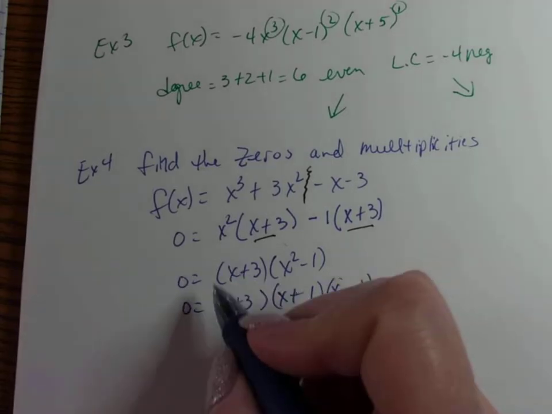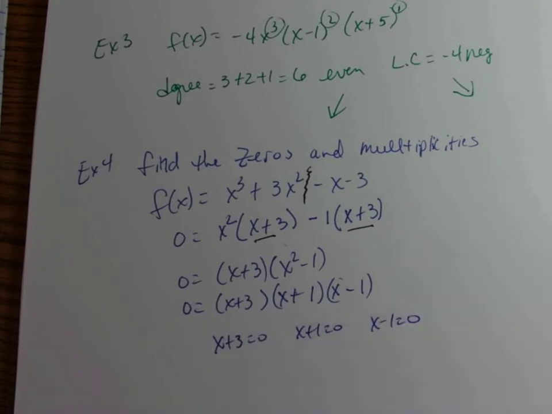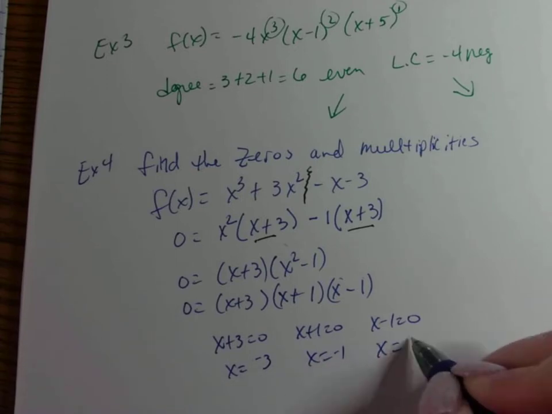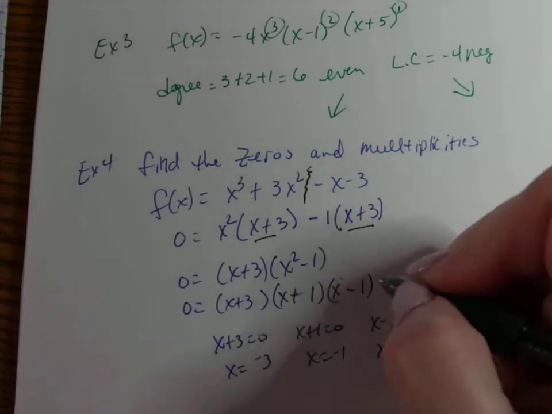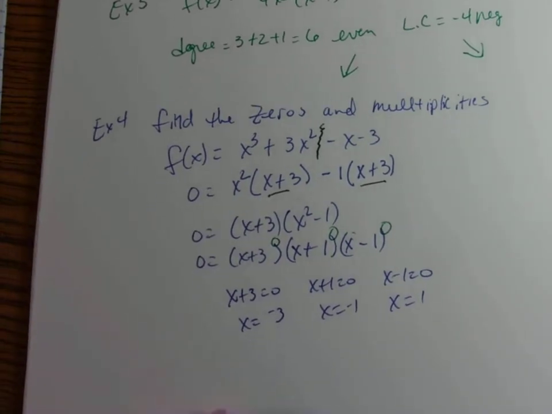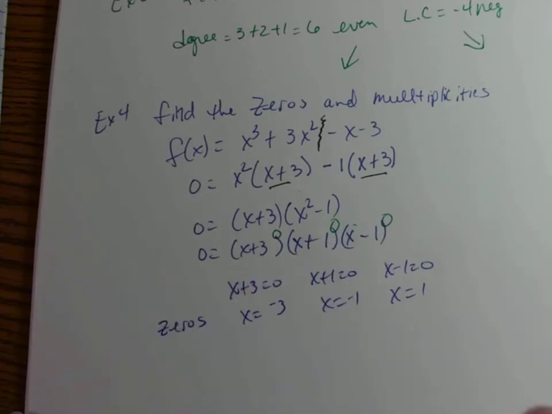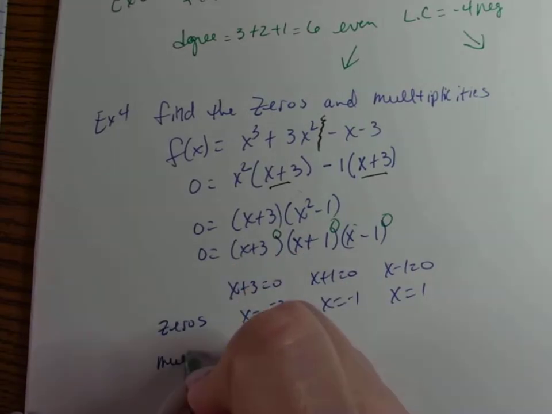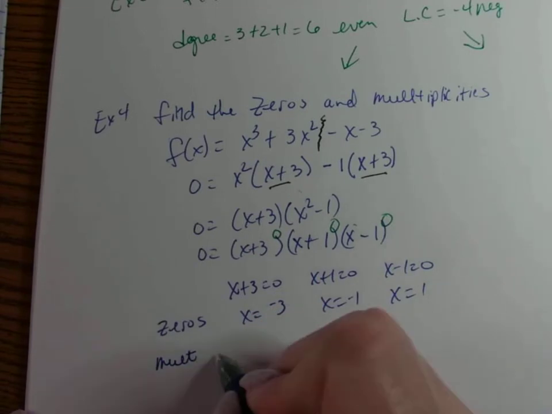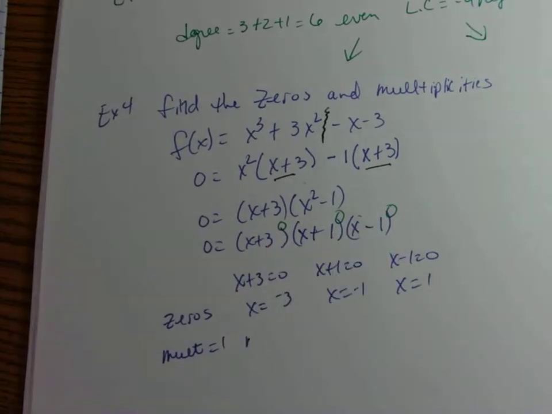All right, now what we're going to do is set each part equal to 0. And this will get us x equals -3, x equals -1, and x equals 1. And what I want you to notice is that the exponent for each of those is a 1. That's called our multiplicity. So these are our zeros, and then the multiplicities, and I usually just write mult, are equal to 1 in each case.